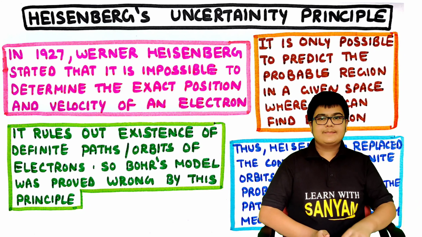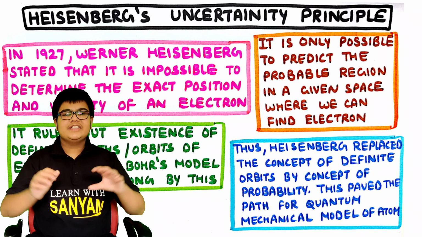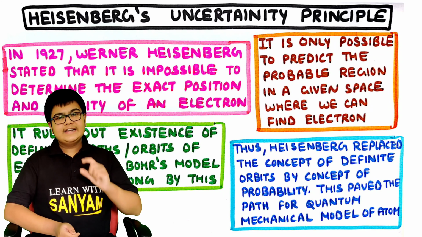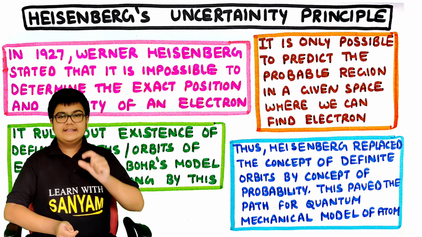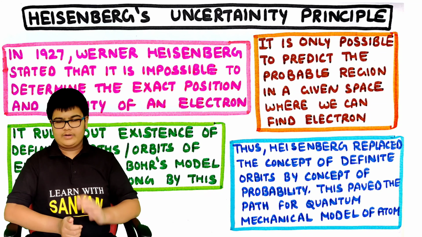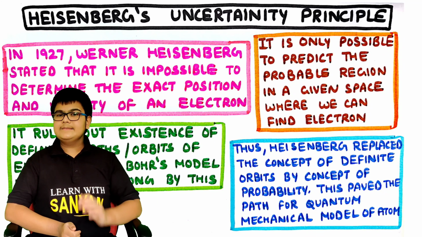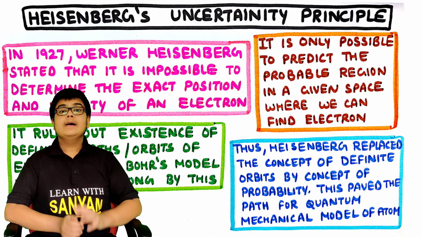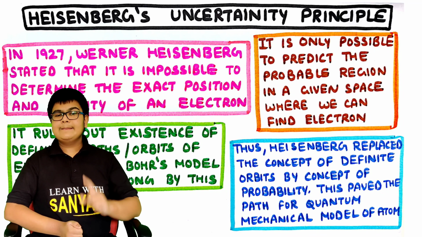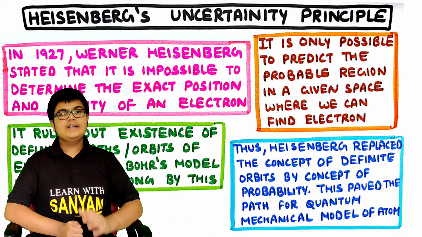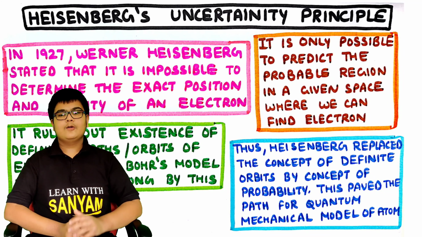Heisenberg's uncertainty principle says that we cannot define a definite path or orbit for electrons. It is only possible to predict the probable region in a given space where we can find the electron. So we cannot definitely say that the electron will be present in this orbit. We can just predict that it will probably be in this orbit. Thus, Heisenberg replaced the concept of definite orbits by the concept of probability. This concept of probability is very important for the formulation of the quantum mechanical model. This paved the path for quantum mechanical model of atom.